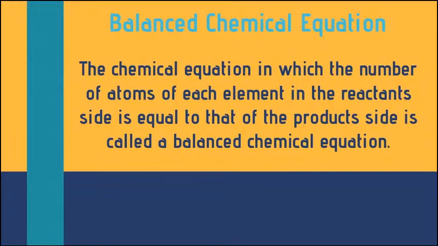Now if we move forward and look at the balancing of a chemical equation, what do we get by balancing a chemical equation? We get a balanced chemical equation. So what is this balanced chemical equation? The chemical equation in which the number of atoms of each element on the reactant side is equal to that on the product side is called a balanced chemical equation.